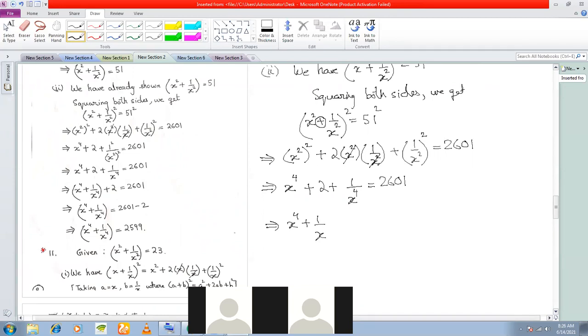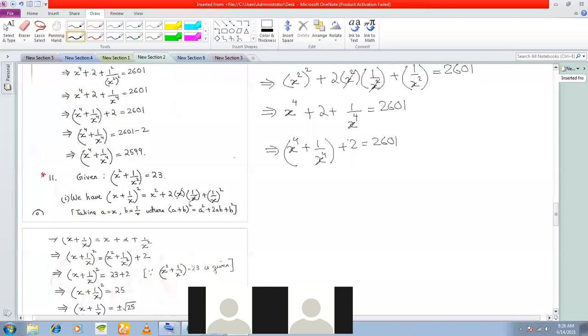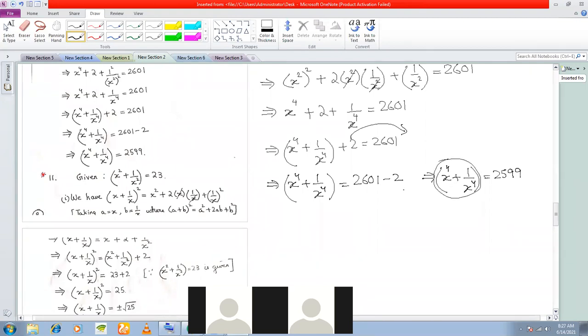Now you take x to the power of 4 plus 1 by x to the power of 4 together, and you keep 2 separate, is equal to 2601. So now you simply have to take this 2 on the other side. x to the power of 4 plus 1 by x to the power of 4 is equal to 2601 minus 2, which is 2599, and that is the required value. We wanted to find x to the power of 4 plus 1 by x to the power of 4, and we found it. Okay.